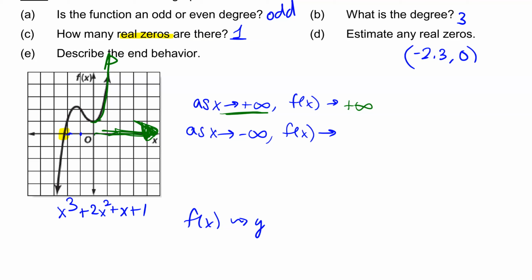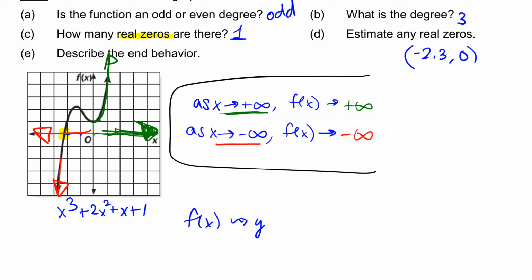Okay. Now, as x goes to negative infinity, that is to the left. So as your eyes look at the graph, and as they go left, the y value is going down. Do you see how it's going down? Do you see the arrow going down? Yeah, so it's going down. So we say it's going to negative infinity. And that's it. This is the end behavior.